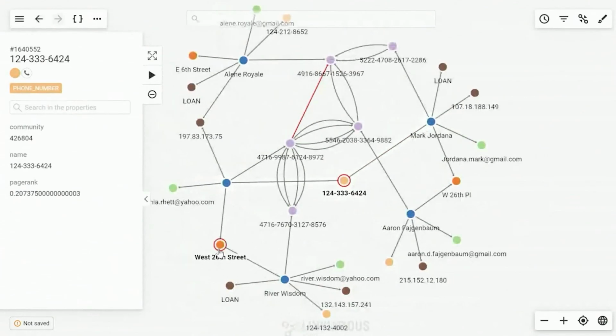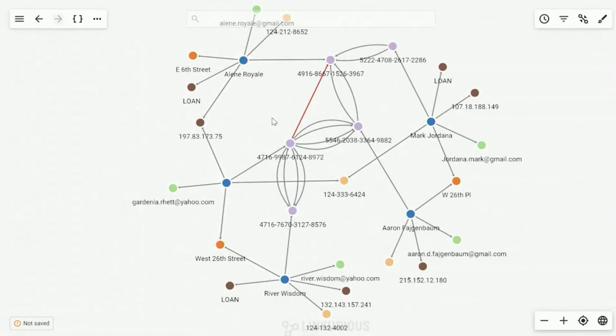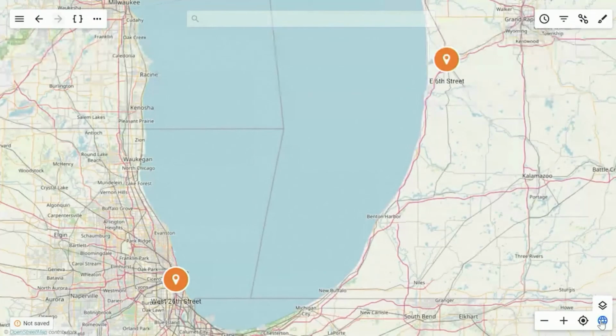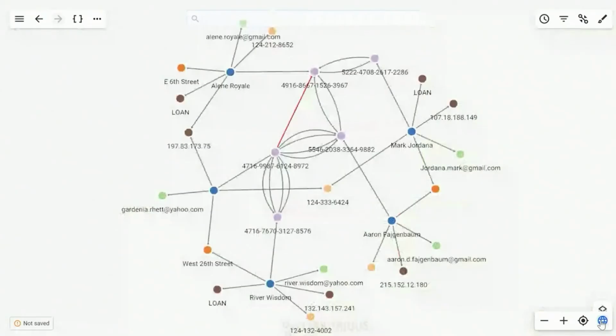Here we have another address. Here we have an IP address. So it seems that these people are sharing personal pieces of information, which is something a bit weird. I can plot the data on a map if I want to, to see where all of this is happening. So it's somewhere in the Chicago region, apparently.